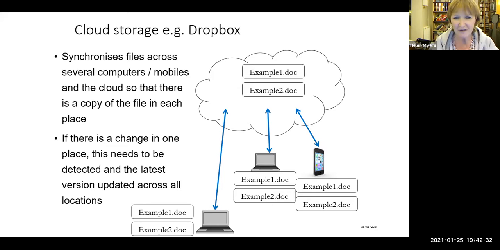It will synchronize files across several computers or mobiles and the cloud, so there's a copy of the file in each place. So I've got my Dropbox, I've got my Word document on my computer, and as I change it on the computer, it changes it on the cloud, so that somebody else who's got access to that same Dropbox can also see it. And the important thing is that if there is a change in one place, that needs to be detected, needs to be picked up, and the latest version has to be updated across all locations.